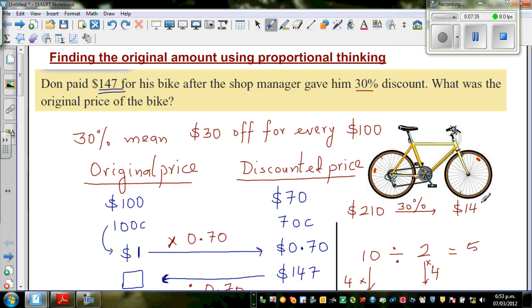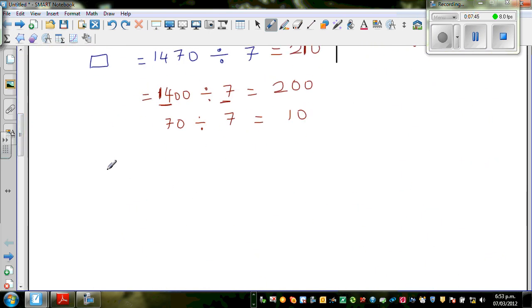That's what we have found out. But now we need to check whether this answer is right. So how will we check? We'll go backwards. Okay, so we are saying 210, that's what we got, take away 30% off 210 should be 147. That's what we have found.